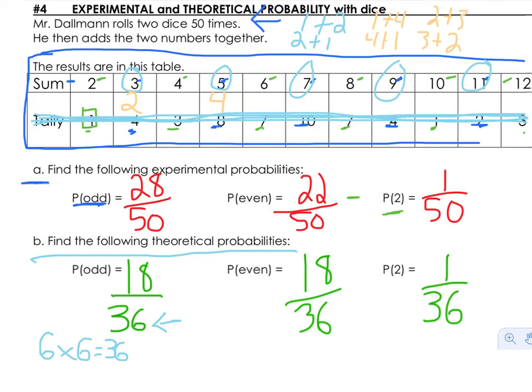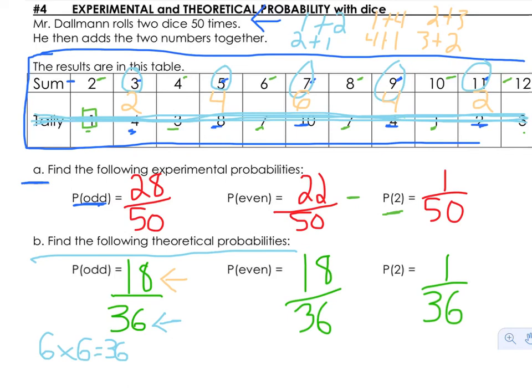Now I'm going to go ahead and fill out the rest of the table. There are 6 ways to make a 7. There are 4 ways to make 9, and there are 2 ways to make 11. So now, with all of my odd numbers, 3, 5, 7, 9, and 11, I figured out how many ways there are to make each of those. I'm going to add those up. 2 plus 4 plus 6 plus 4 plus 2. That gets me 18. 18 out of 36 ways I can make odd numbers.